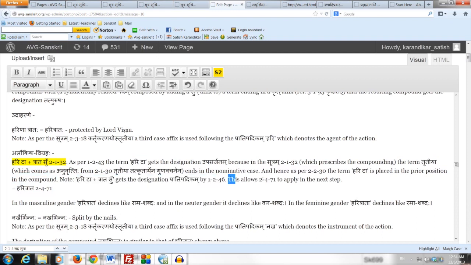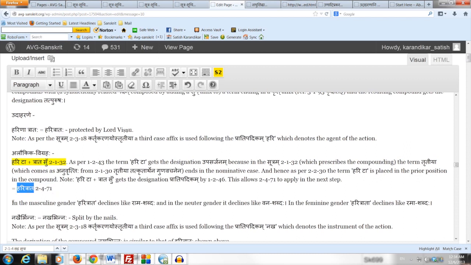Now Hari Ta Trata Su gets the designation Pratipadikam by 1.2.46 Krit Taddhita Samasascha, because we have formed a compound. This allows 2.4.71 Supo Dhatu Pratipadikayoh to apply in the next step to do the luk elision on the sup affixes Ta and Su, which are in the compound Pratipadikam. Therefore we get the final compound Pratipadikam Haritrata.